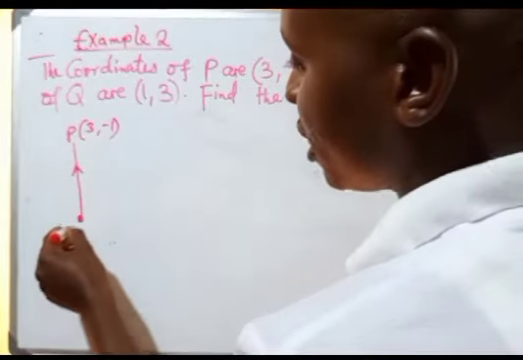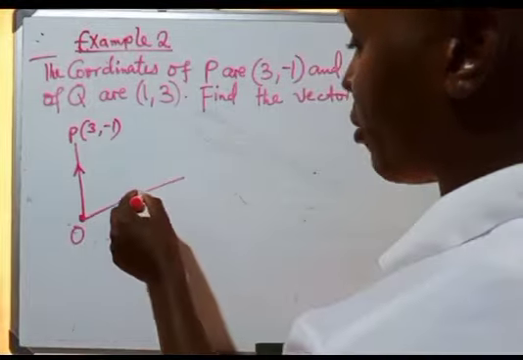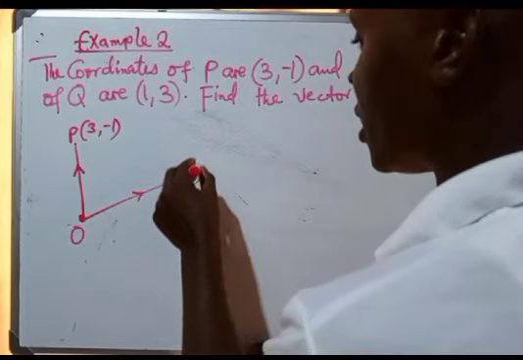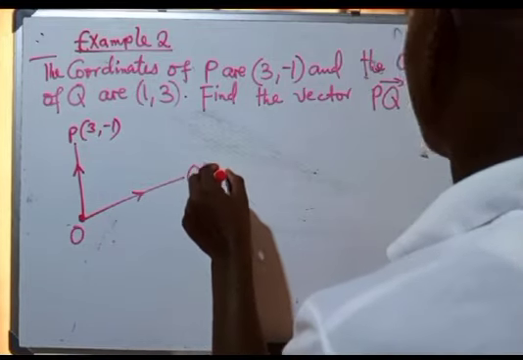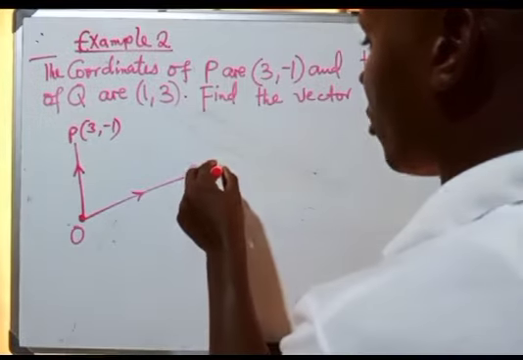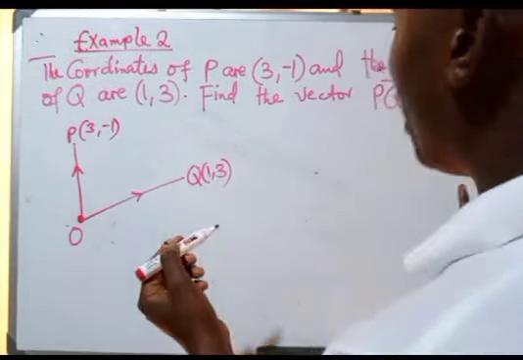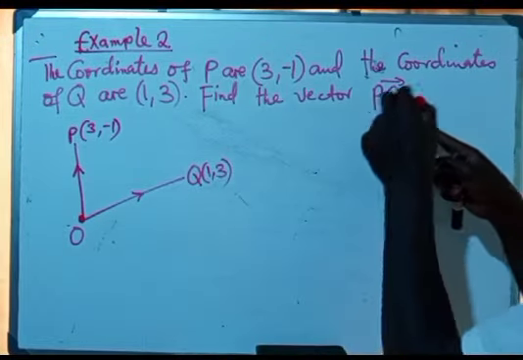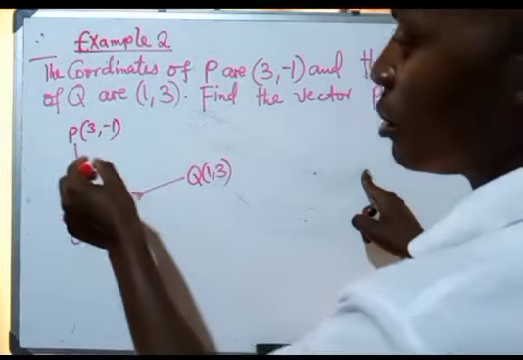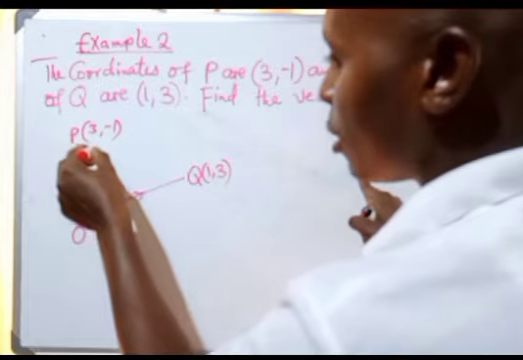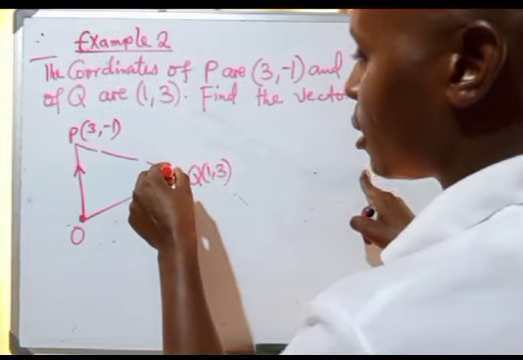Then in the same origin where we have O, let me draw another one, which I will name Q. What is the coordinate of Q? It is 1, 3. This is what we have. Now the question is, let us find the vector PQ, meaning from there going here.